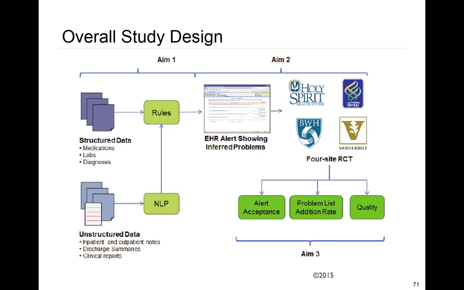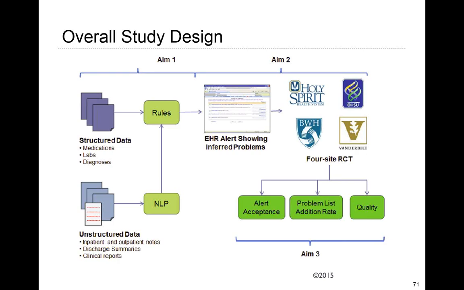But we're also doing a multi-site trial, so we're also involving Holy Spirit Health System, which is based in Camp Hill, Pennsylvania, recently joined the Geisinger system, and they're currently running Allscripts medical record system, Oregon Health and Science University in Portland, Oregon, which is running Epic, and then Vanderbilt University, which is running a self-developed system and some parts of the McKesson Horizon system. So a range of hospital types, geographies, and information systems.